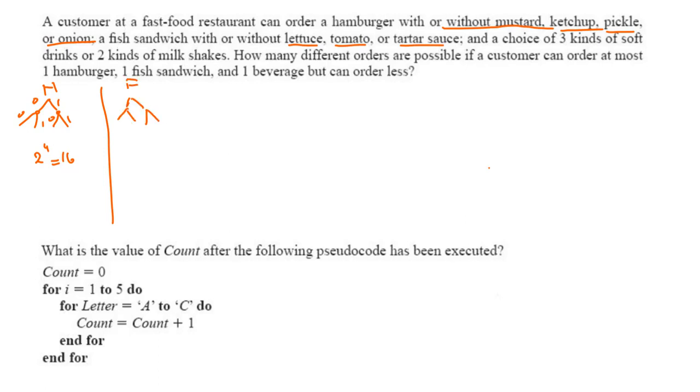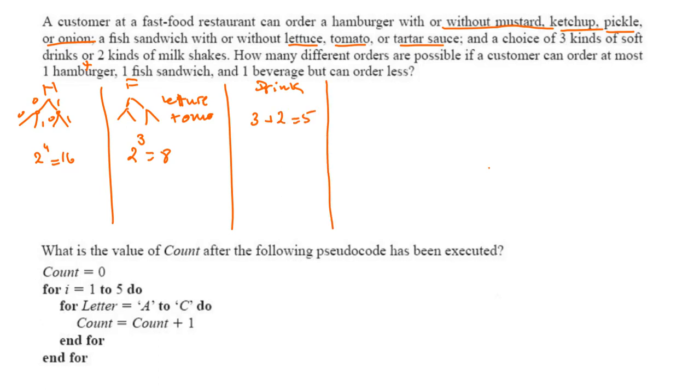So again, with or without, and how many? Either you're gonna have fish with lettuce or tomatoes or sauce and so on. So we have 2 choices to the power of 3, which is 8 choices of fish. Okay, and then a choice of 3 soft drinks, or, and you remember, or is addition, 2 kind of milkshake. So we have 5 choices of drinks.